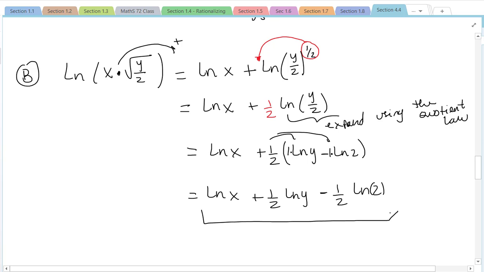I'll do another video to show one more example of expanding, and then we'll try some examples of combining into a single logarithm.